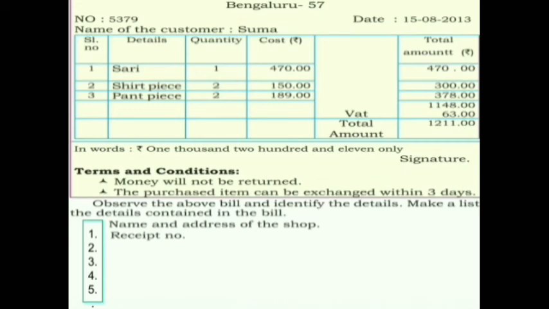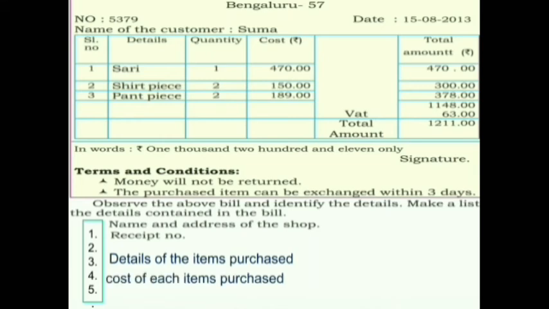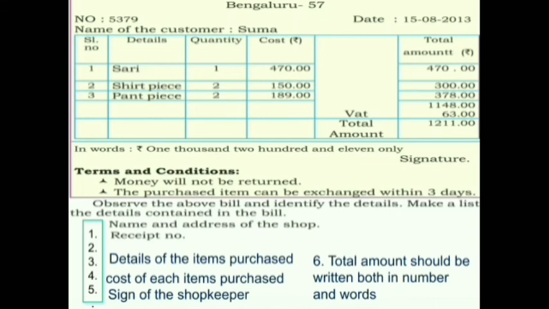Children, observe the above bill and identify the details. Make a list of the details contained in the bill. First one, name and address of the shop. Next one, receipt number. Next we have details of the items purchased. Next we have cost of each item purchased. Next we have sign of the shopkeeper. Next we have total amount, which should be written both in number and words.